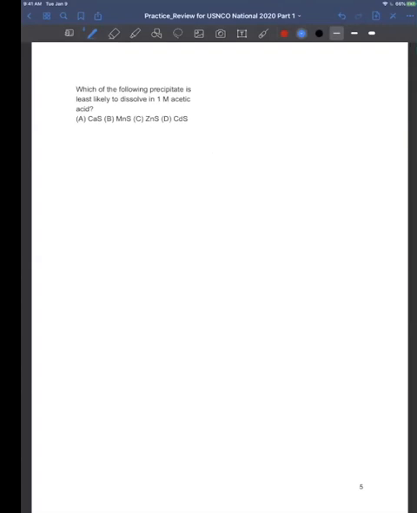So the correct answer is D. D is the least soluble in acetic acid. First, I want to briefly talk about what happens if you have a sulfide reacting with acetic acid. If we need to write down the net ionic equation, it's supposed to be something like this, right? So the K of this reaction should be Ksp divided by Ka of the acetic acid to the power of 2. Do you agree with me about this?